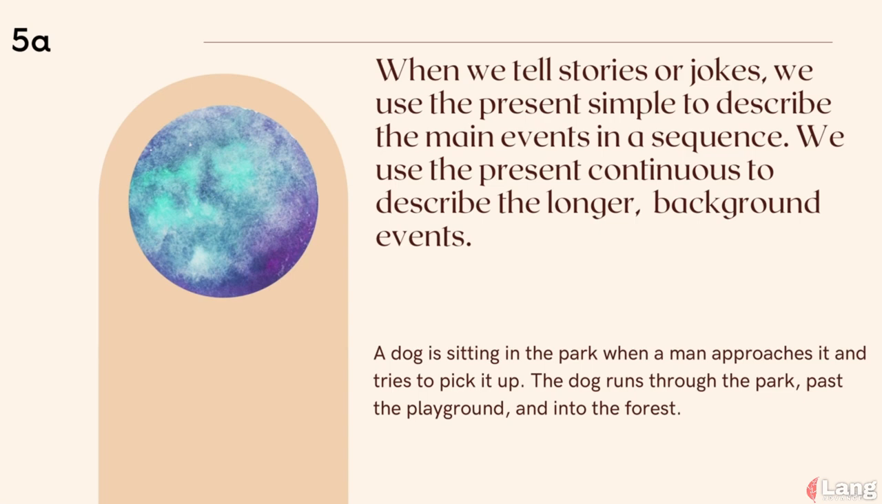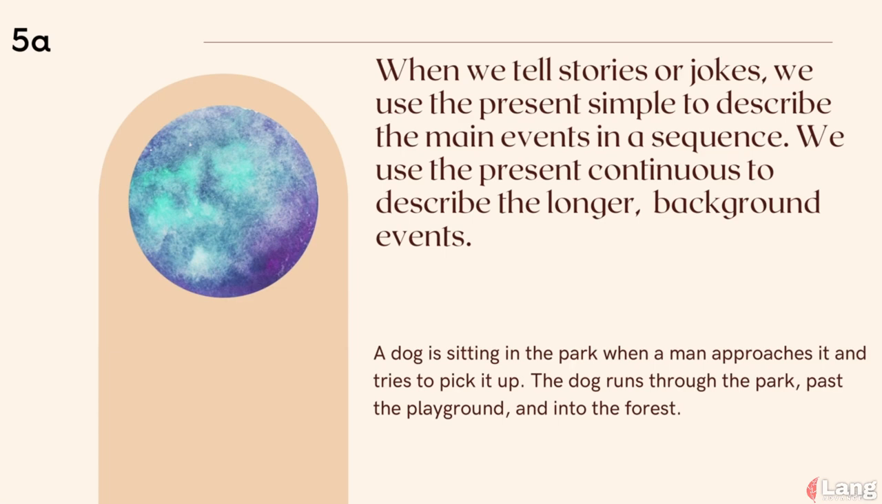Verbs we have here are first sitting, approaches, tries, runs. So why is sitting in the present continuous, but approach, try, and run are in the present simple? Because approach, try, and run describe the events that happened in a sequence, one after the other. But sitting describes the background event. The dog was already sitting in the park before this story began. So that's important to remember too.